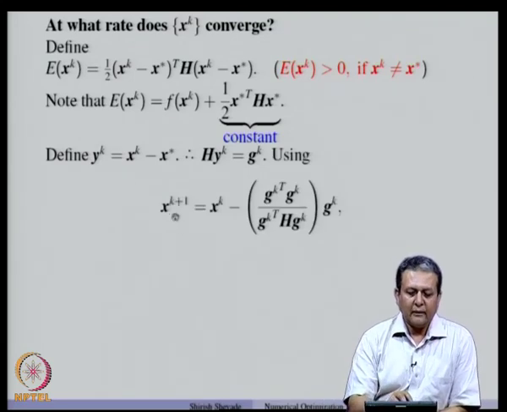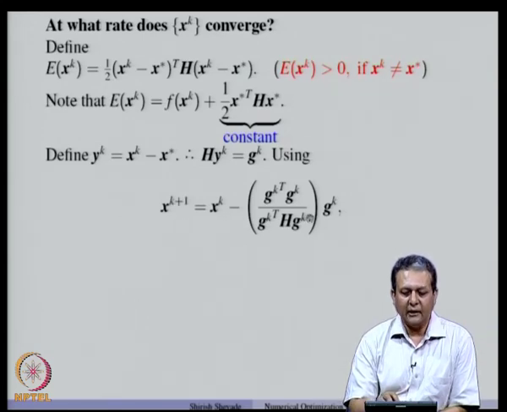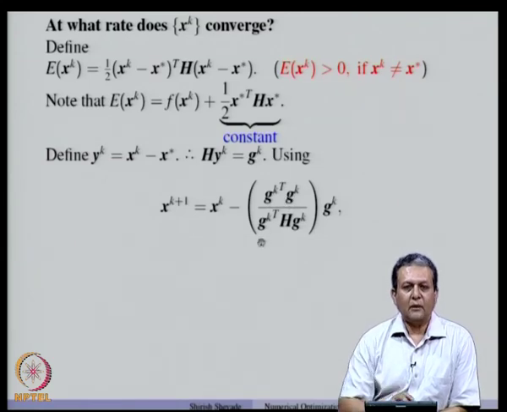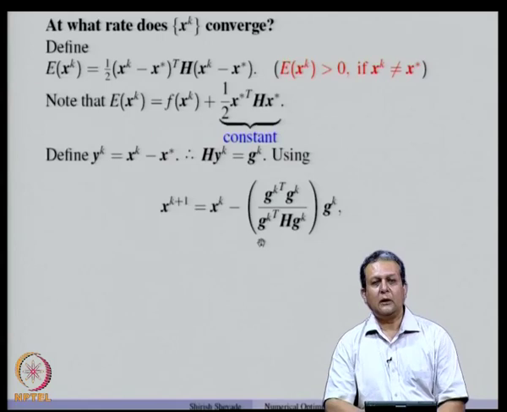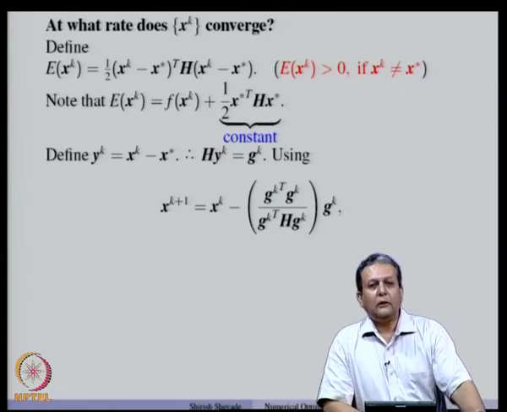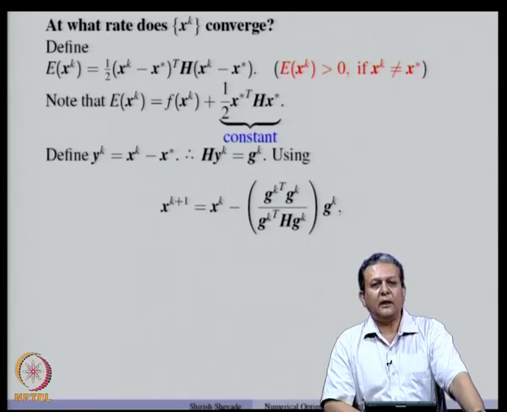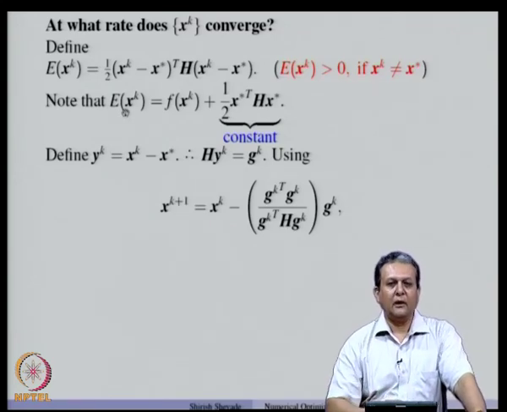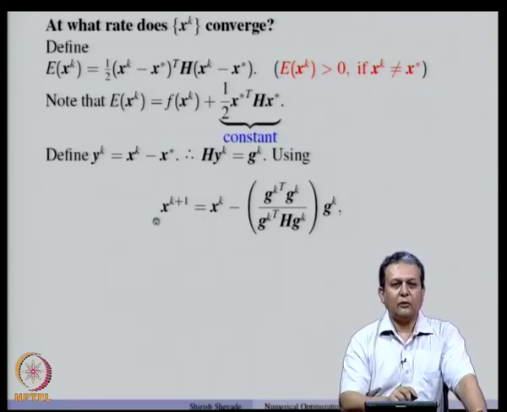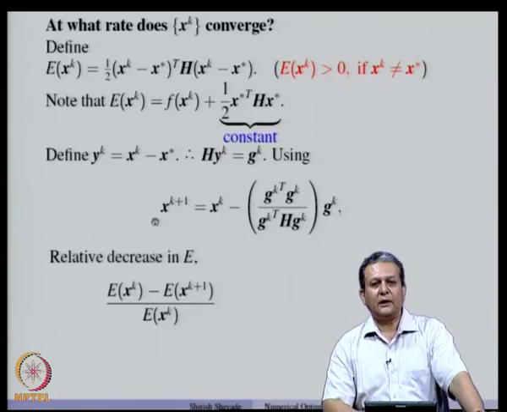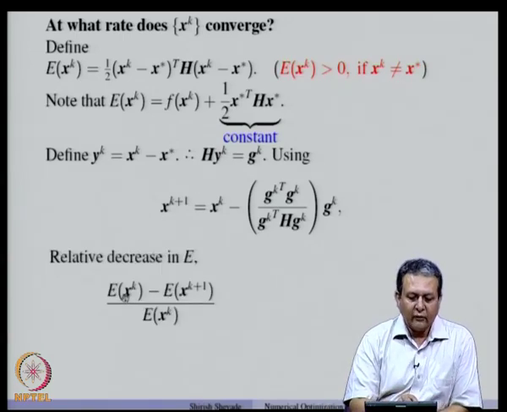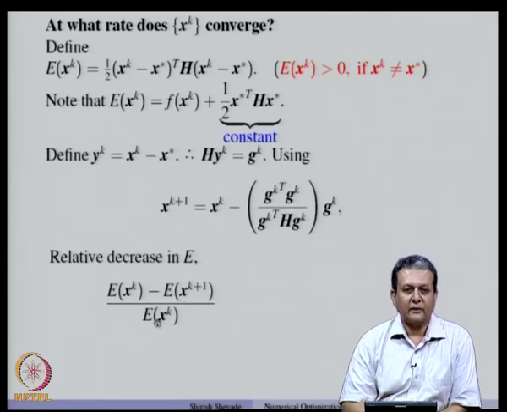Now, we have already seen that the new point x_{k+1} is obtained by x_k minus alpha_k g_k, and alpha_k has a closed form solution which is g_k transpose g_k divided by g_k transpose H g_k. If we use this, then we are interested in finding out what is the relative decrease in the function E when we go from x_k to x_{k+1}. In other words, we are interested in finding out what is (E(x_k) minus E(x_{k+1})) by E(x_k).